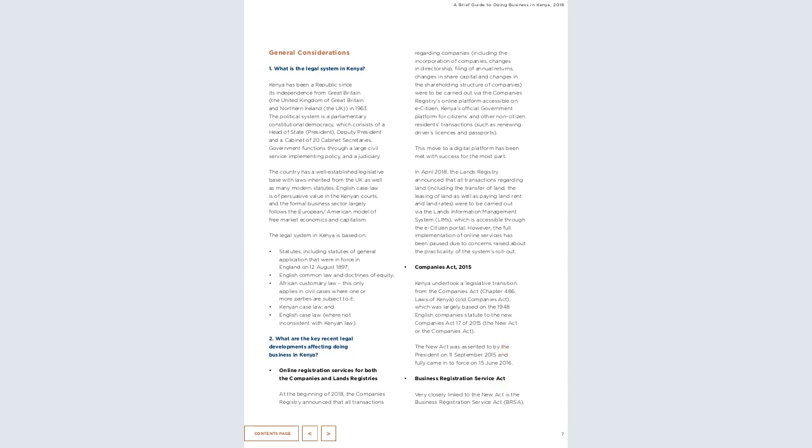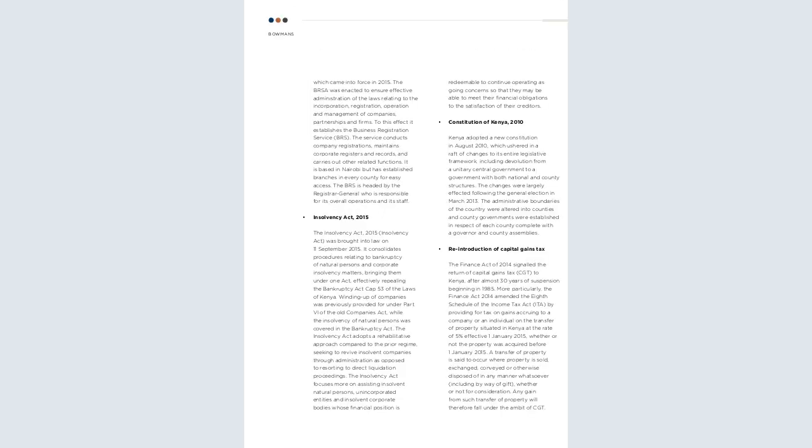Now the Business Registration Service Act. We have already talked about the Companies Act. Very closely linked to the new Act is the Business Registration Service Act, which came into force in 2015. It was enacted to ensure effective administration of the laws related to the incorporation, registration, operation, and management of companies, partnerships, and firms.